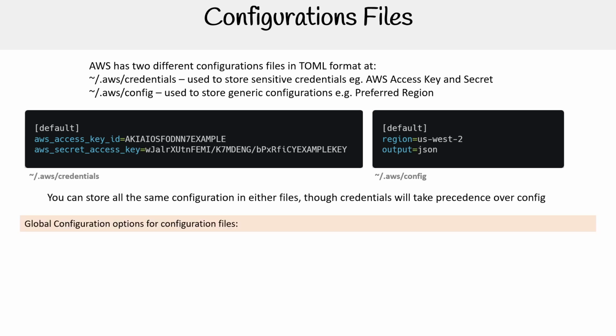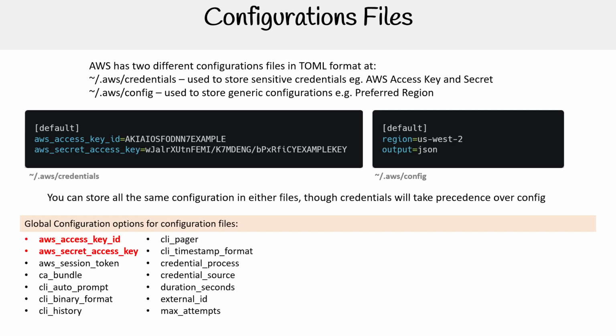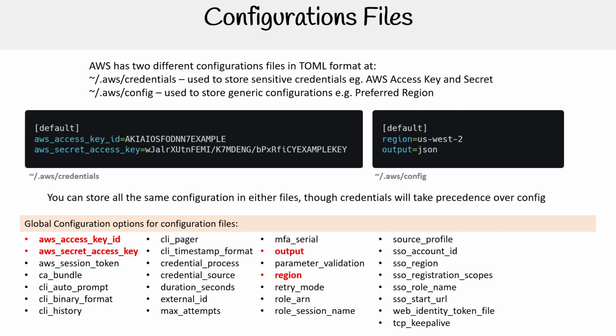There are a lot of configuration options here, so I'm just going to quickly list them out so you can see them all. What's really important are the ones in red, as these are the ones you're always going to be using, which is the key and secret over here. And then we have the output and the region. So again, those are the most common ones that you'll use, but you can see there are a few other options.